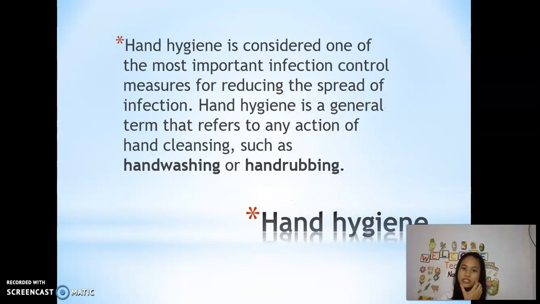First, hand hygiene. Hand hygiene is considered one of the most important infection control measures for reducing the spread of infection. Hand hygiene is a general term that refers to any action of hand cleansing, such as hand washing or hand rubbing.